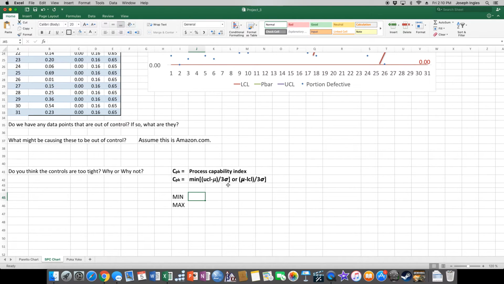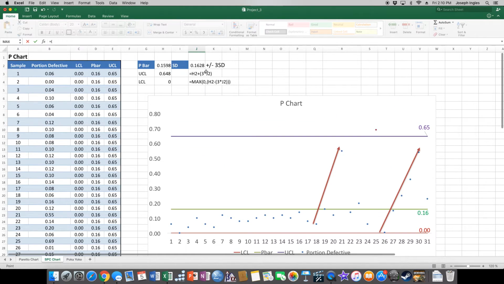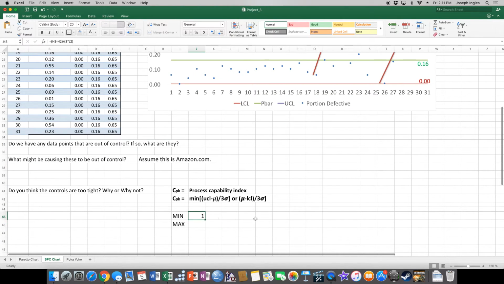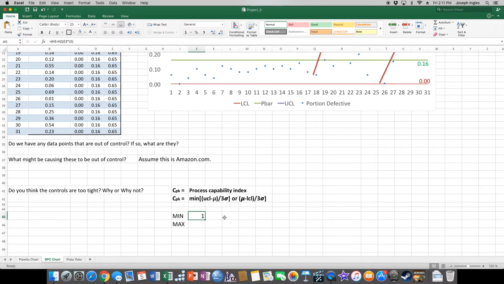UCL minus the mean divided by 3 standard deviations. So we're going to say open parentheses UCL minus the mean, close parentheses, divided by, open parentheses again, 3 times the standard deviation. Okay? And this is the number you should get. It should be 1. We know that. Okay?